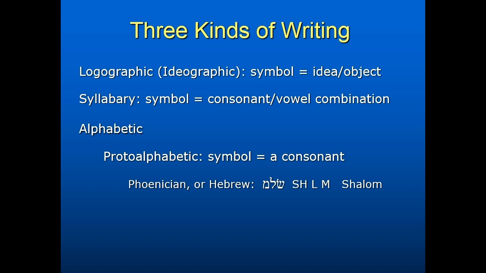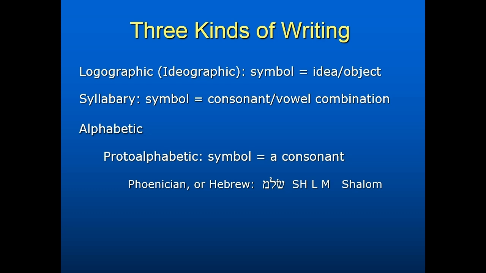Recall that Hebrew is read from right to left, and we see three letters here. They represent the SH sound, the L, and the M. A speaker of Hebrew knows at once that they form the word shalom, the traditional greeting that means peace. Where do the vowels come in? They come from the reader's own knowledge of the language.